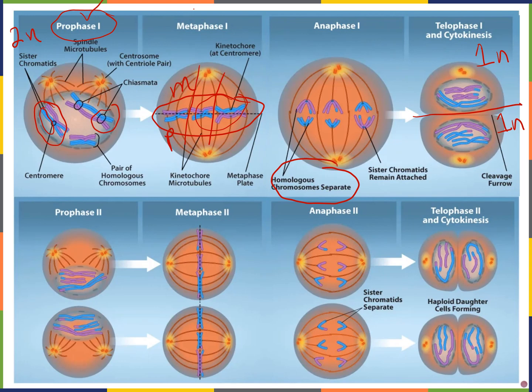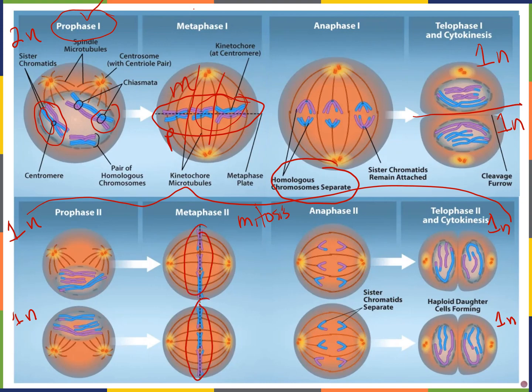Meiosis 2 is shown down here. This is a lot more similar to mitosis, but we start with haploid cells and we end with haploid cells. So the ploidy stays the same, kind of like mitosis. And something else that's similar is that we have sister chromatids that line up on the metaphase plate during metaphase 2, just like we do in mitosis metaphase.